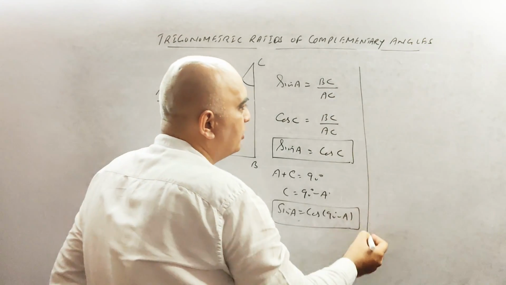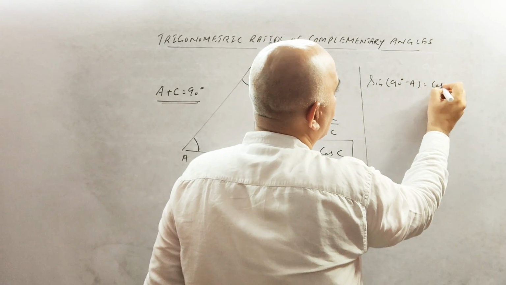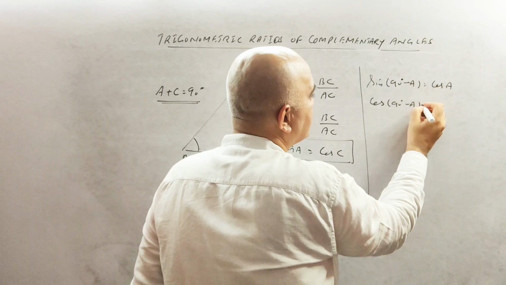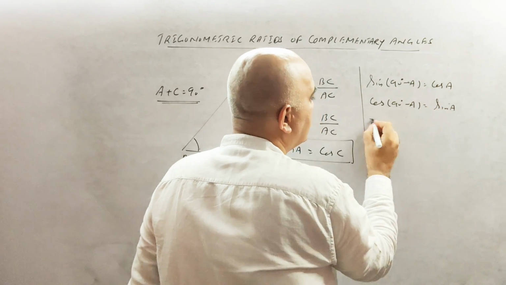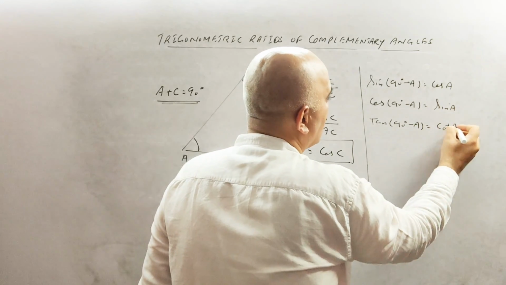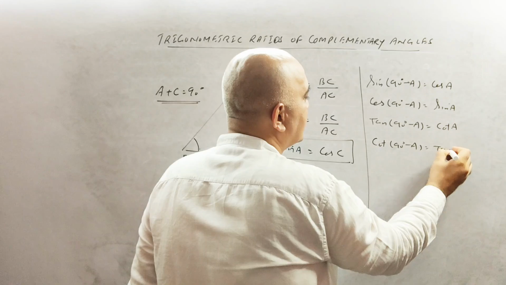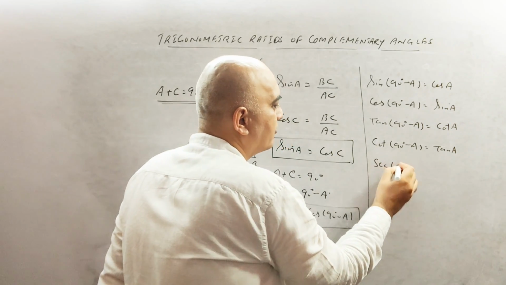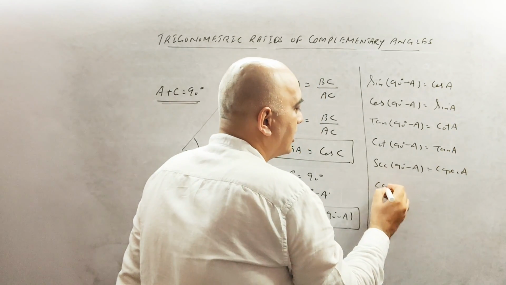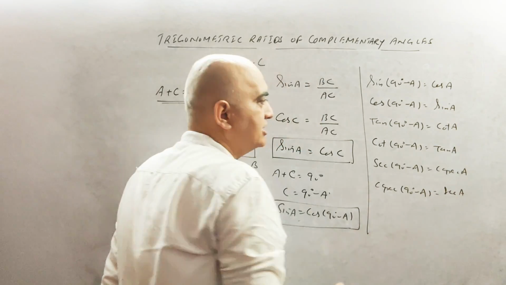In the same way, we can show that sine of 90 minus A will be cos A, and cos of 90 minus A will be sin A, and tangent of 90 minus A will be cot A, and cot of 90 minus A is tangent A, and secant of 90 minus A is cosecant A, and cosecant of 90 minus A is equal to secant A.